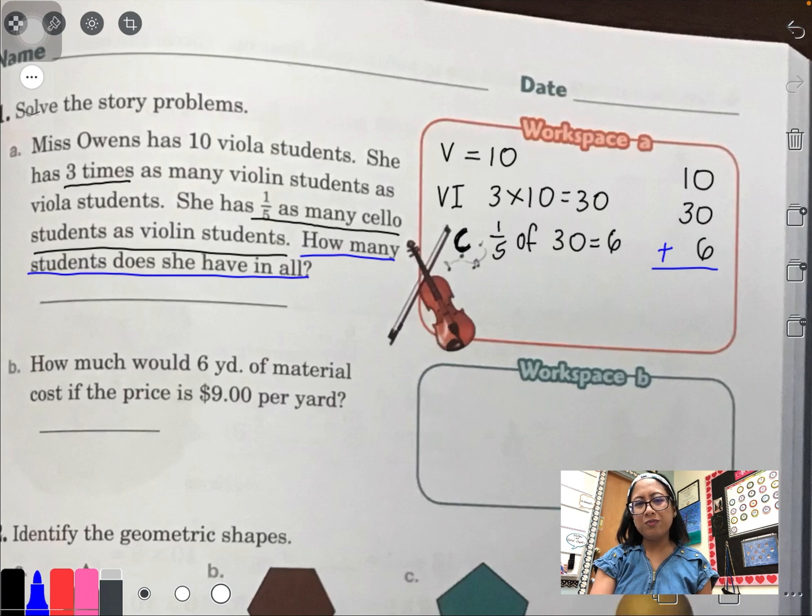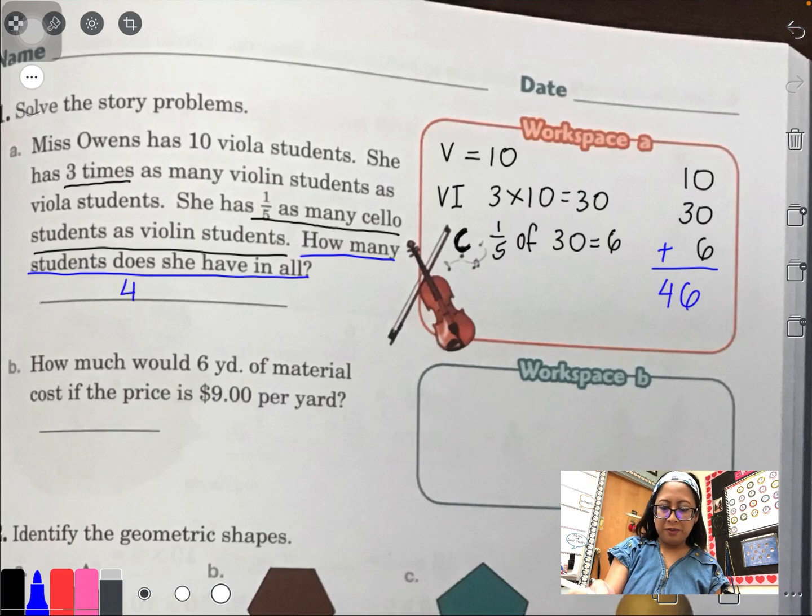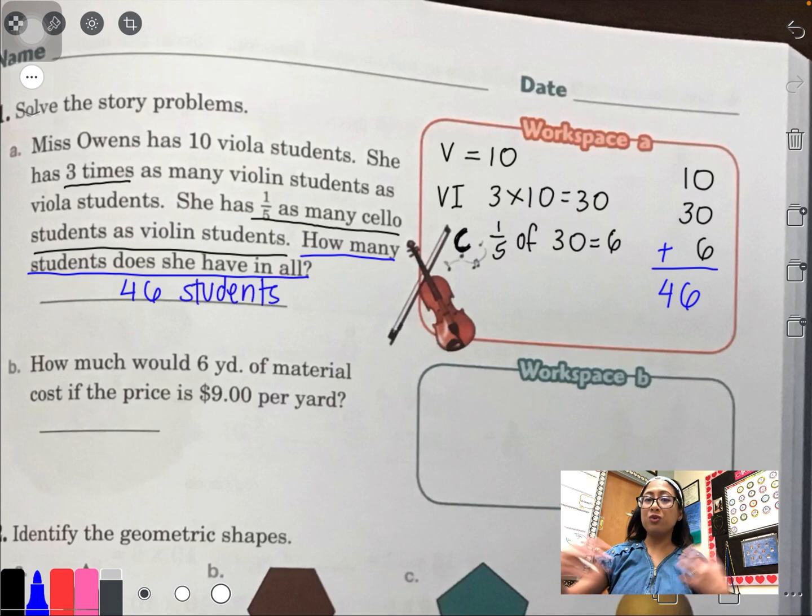You can pause the video. It's not that challenging. Did you figure it out? Good. Miss Owens has 46 students. So yeah, she must have a huge studio for all of this.